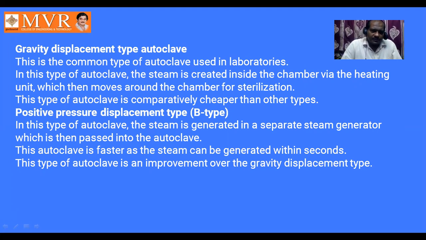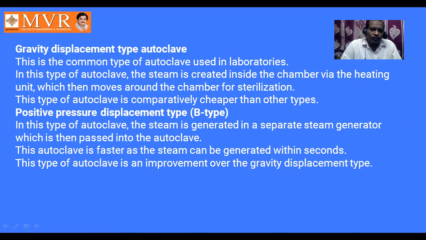Positive pressure displacement type is called B type. In this type of autoclave, the steam is generated in a separate steam generator, which is then passed into the autoclave. This autoclave is faster as the steam can be generated within seconds.